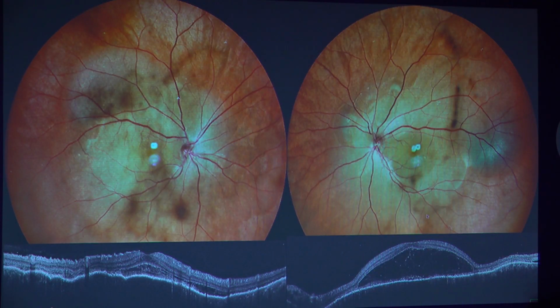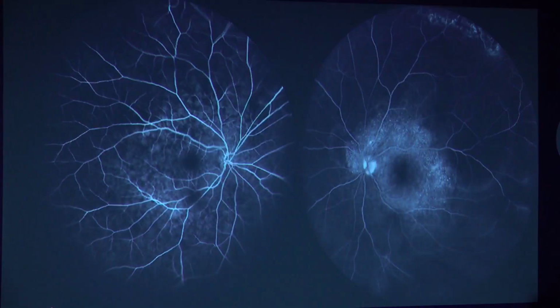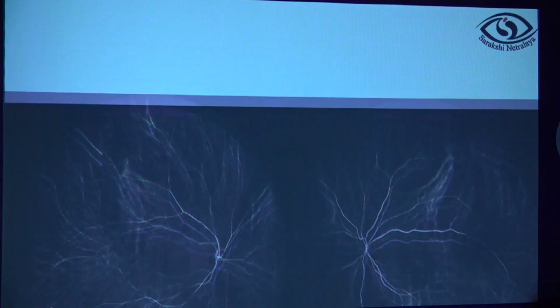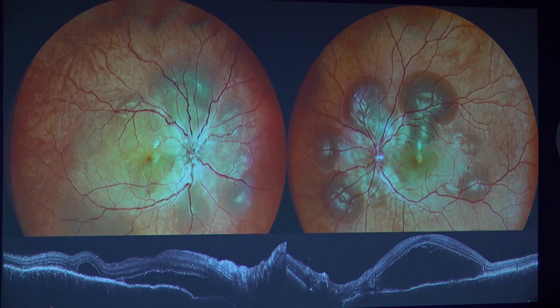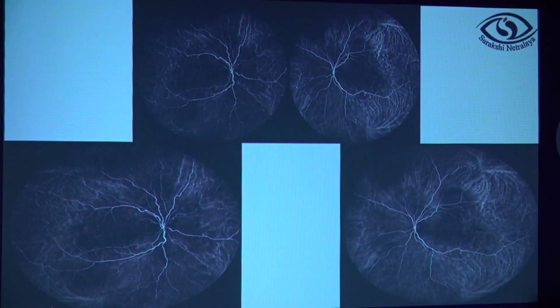Now, this is another case of a VKH. You can see a thickened choroid in such a large wide field OCT. Another case of a wide field OCT in VKH, which I will show following this. Again, multiple blisters of VKH, which was again a cover page of one of the journals.